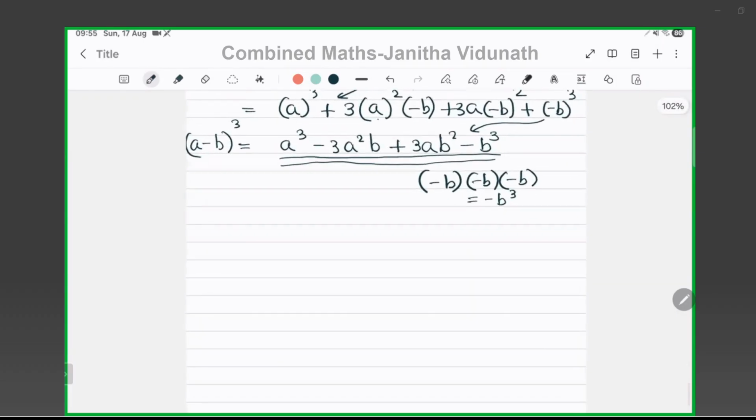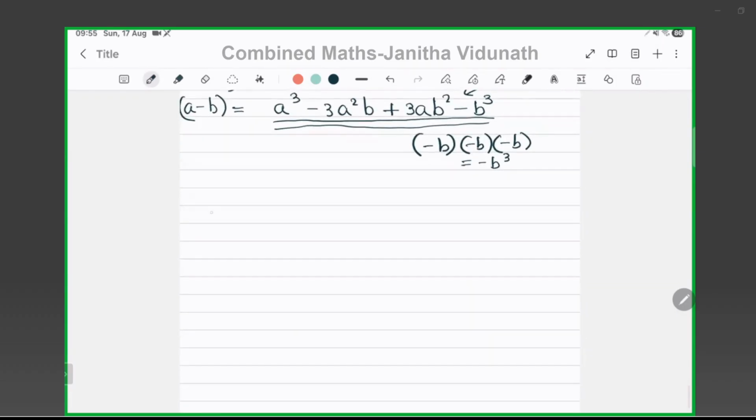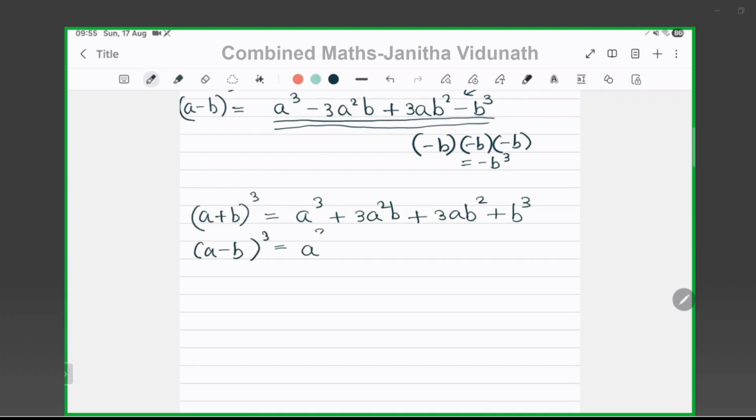Okay. Let me rewrite our results. Here for a plus b whole cube, we get a cube plus 3a square b plus 3ab square plus b cube. And for a minus b whole cube, we get a cube minus 3a square b plus 3ab square minus b cube.